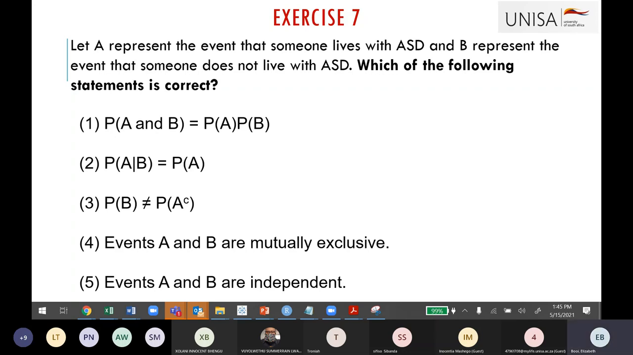Number one says the probability of A and B is the same as the probability of A times the probability of B. Is that statement correct? No. Why?